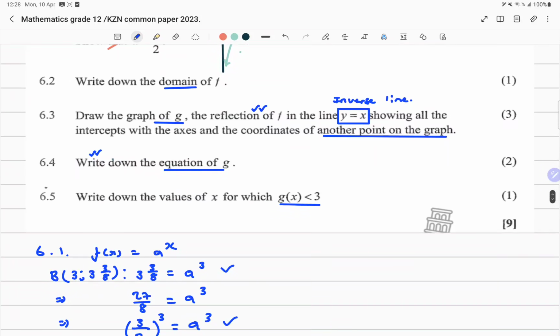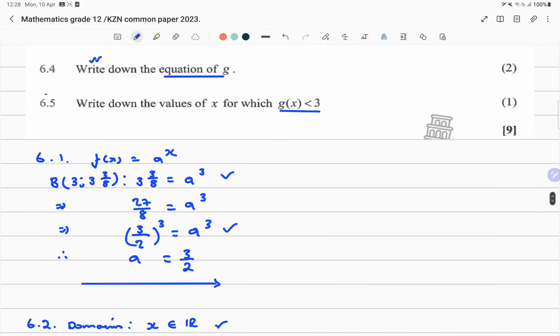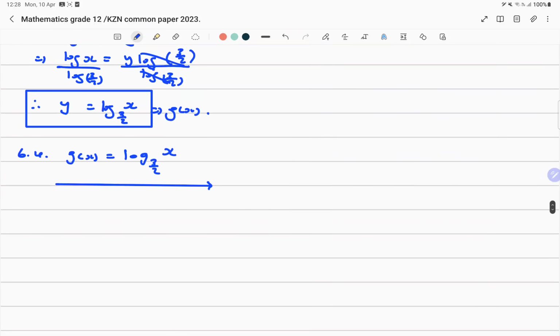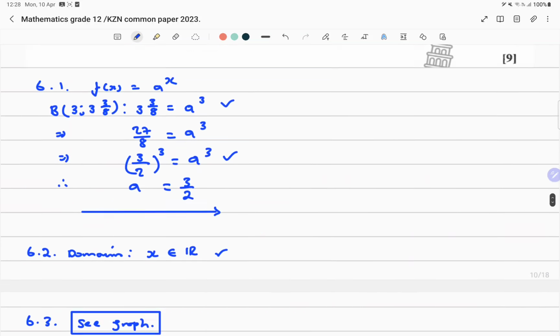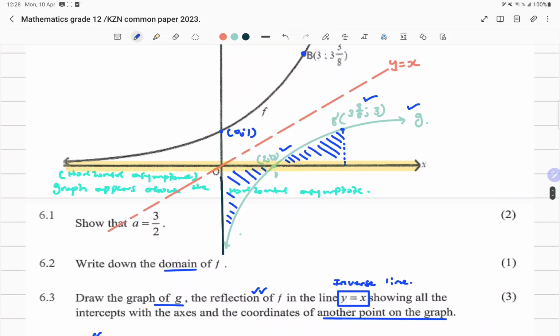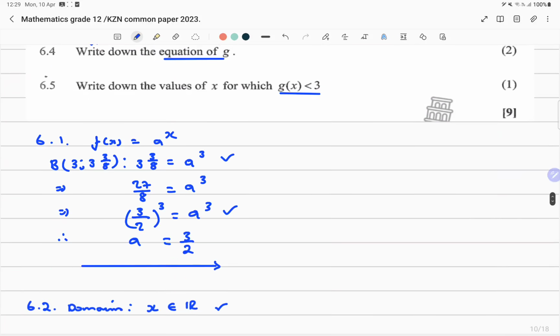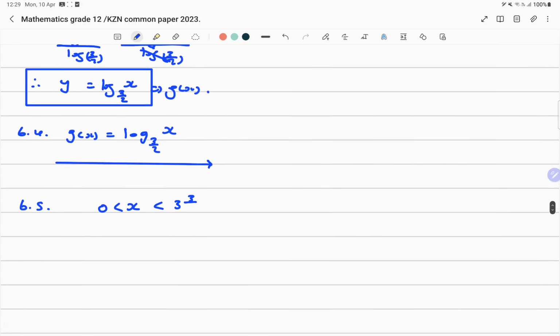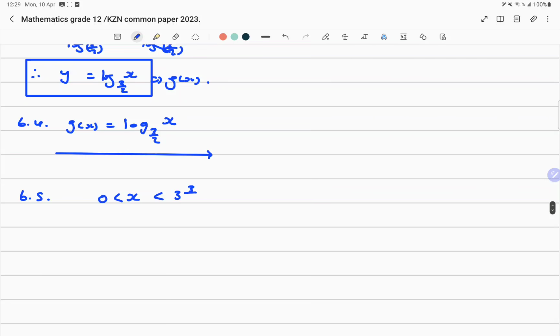So we know that, to answer 6.5, x must be less than 3 and 3 over 8, but greater than 0. Okay, because that is the stretch in which the graph of g is less than 3.